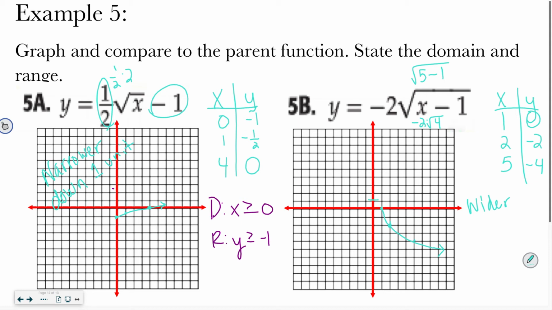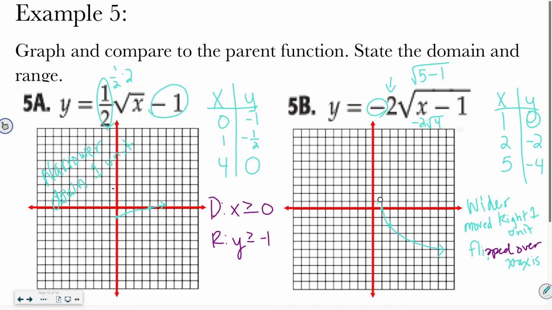It also moved over 1. So moved right 1 unit. And the way I know that it moved right is because of the number underneath the radical. Okay? The wider comes from that -2 up front, and the negative means that it's flipped over the x-axis.